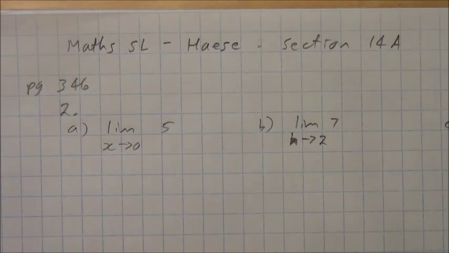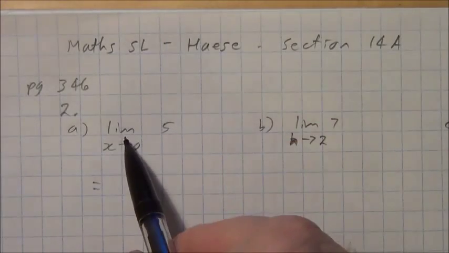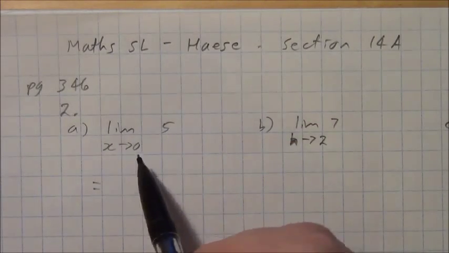Section 14A, question number 2, on page 346. We are asked to, again, evaluate these limits. So, we're going to evaluate the limit of 5 as x approaches 0.